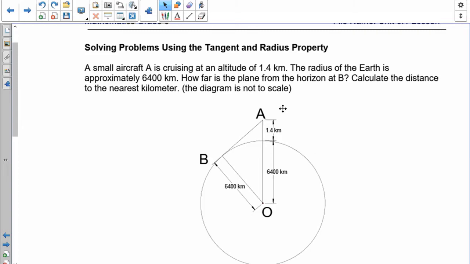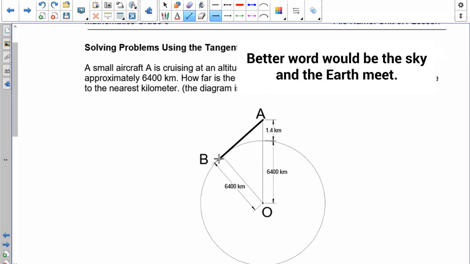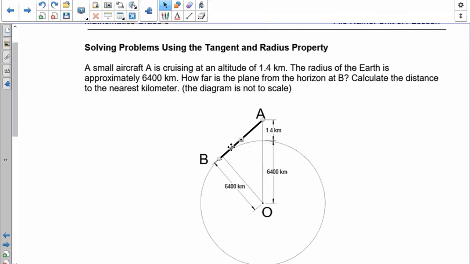Okay. Now it says here, the small aircraft A, so there's your plane, is cruising at an altitude of 1.4 kilometers. Obviously this is not to scale, because if that was 6,400, there's no way that could be 1.4. But we have to raise it up so we can see it. How far is the plane from the horizon? Now remember, the horizon is where the sun and the earth meet. So that's your horizon point right there. You can see that our horizon is at B.